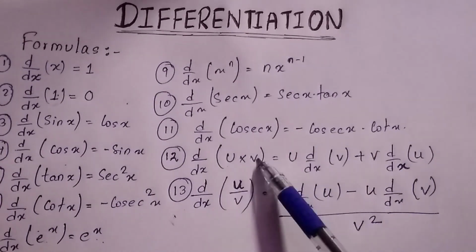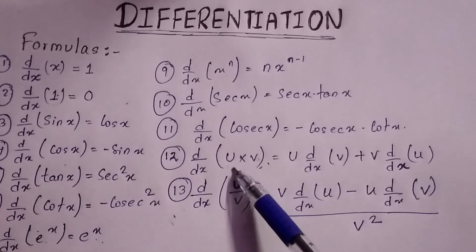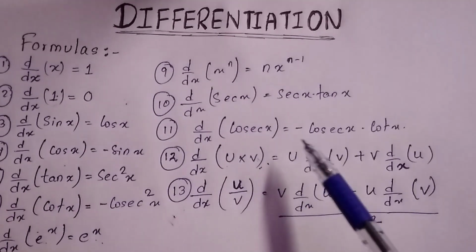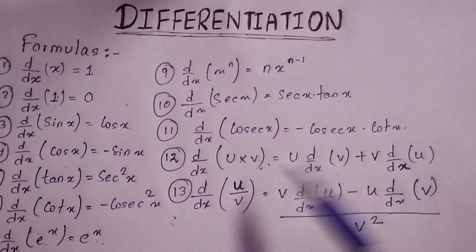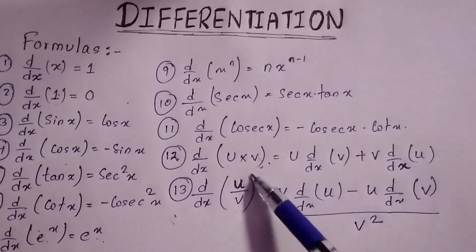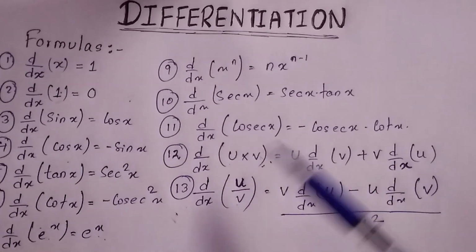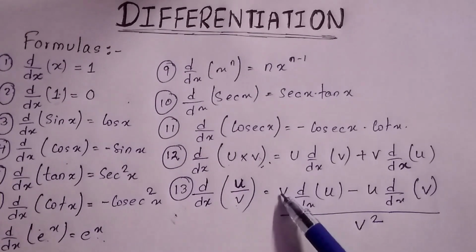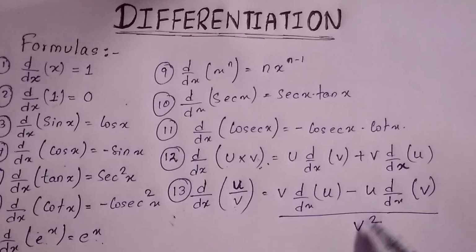And d/dx of u into v. If any term is given in the form of u into v, you have to apply this formula: u d/dx of v plus v d/dx of u. And if it is d/dx of u by v, that means in fraction form, you have to use this formula: v d/dx of u minus u d/dx of v, divided by v square.